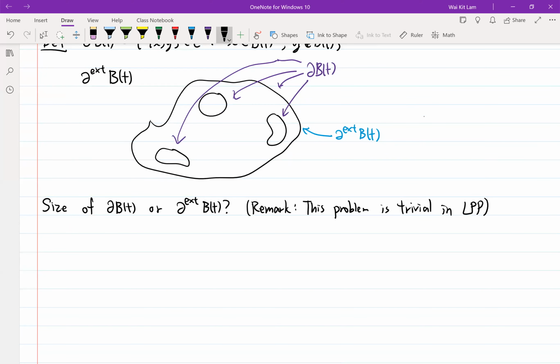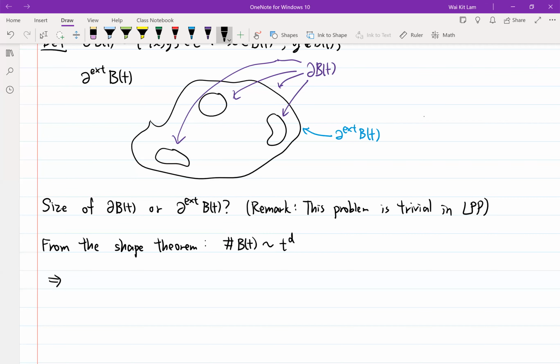So what is the size of the boundaries? First, from the shape theorem, we know that this BT, after you rescale by T, converges to some non-random convex set in i.i.d. So we know that the number of points in BT, or the volume of BT bar, must be of order t to the d power.